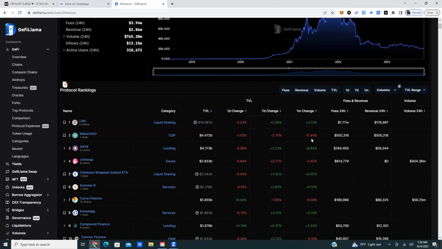So what I'm going to do is actually remove any capital that I might have on MakerDAO and I might move it over to Lido Finance. Aave has also been seeing an uptick in value over the past month as far as total value locked in. They're seeing a 6.84% increase in the past month and a 2.23% increase in the past 7 days.